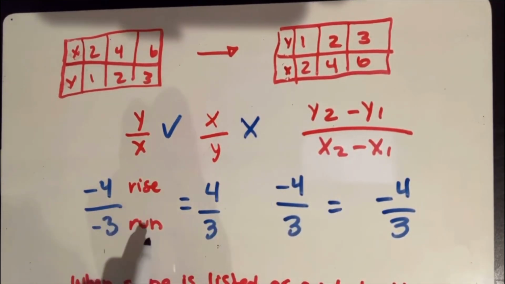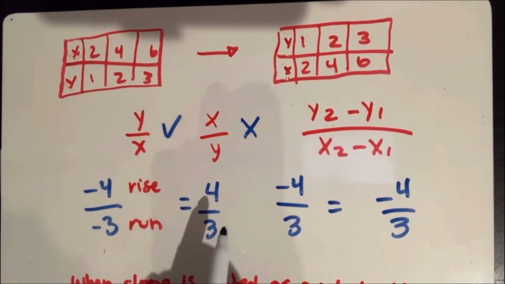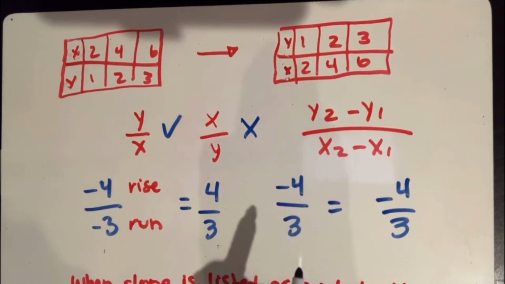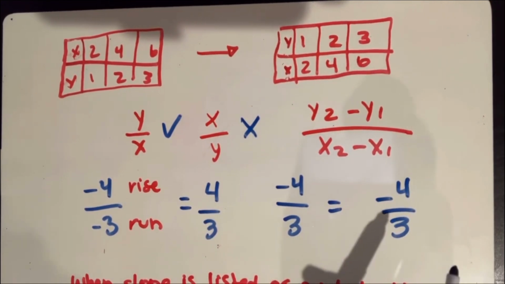Slope is rise over run, and if you get negative numbers, for example -4 and -3, two negatives equal a positive, so your slope will come out to be a positive slope, like 4/3. But if only one of your numbers is negative, such as -4 and +3, it'll just be plain old negative slope.